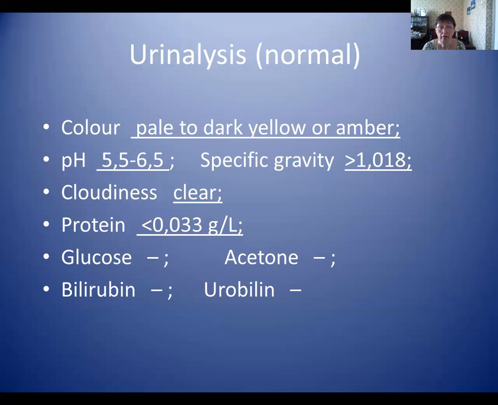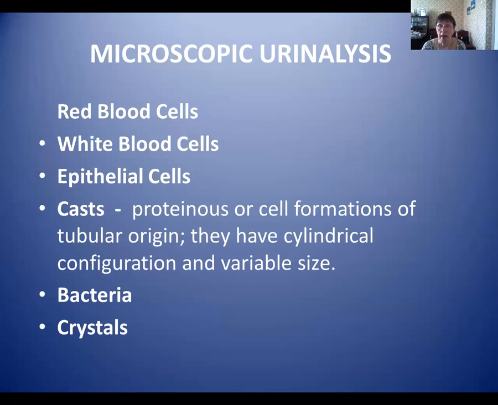Next. Here we see the first part of the urinalysis and what should be the norm. We see that in the norm most of the compounds should be absent and protein should be not more than 0.033 grams per liter in the morning specimen. By microscopy, we can check the presence in urine of red blood cells, white blood cells, epithelial cells, casts. And this is very important. This may be only in urine.